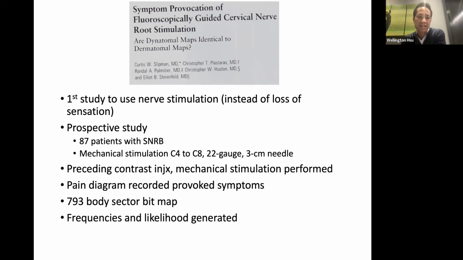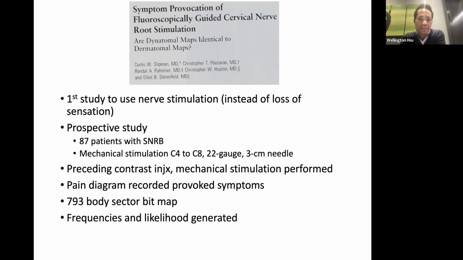The fact of the matter is that many patients with the same pathology or the same anatomy may have crossover in their innervation of dermatomes, and it happens very regularly. And this study indicates that, because it was the first study to use nerve stimulation. It was prospective. It used a selective nerve root block to allow patients to feel what they should feel during the stimulation of a certain nerve root.